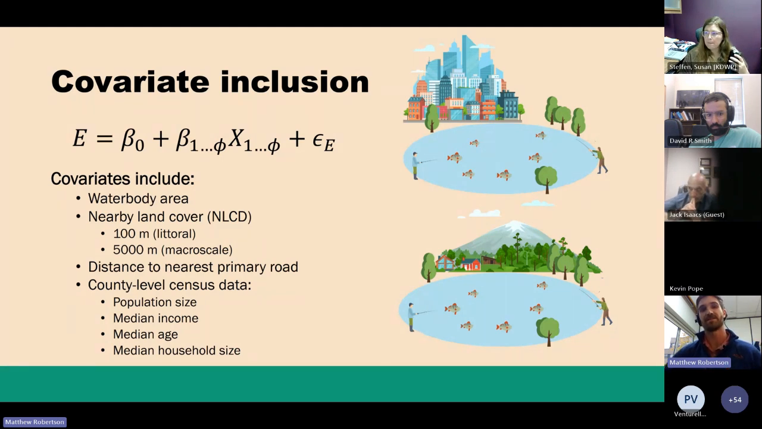And we examined this at two different scales. So we looked within 100 meters of each one of the water bodies that we had data for, or within 5,000 meters of the water bodies. We also examined the distance from each water body to the nearest primary road as a proxy of basically accessibility of the different water bodies. And we also looked at county level census data, specifically population size, median income, median age, and median household size, to try and give us some indication of whether socioeconomics were playing a role in how much people were fishing.